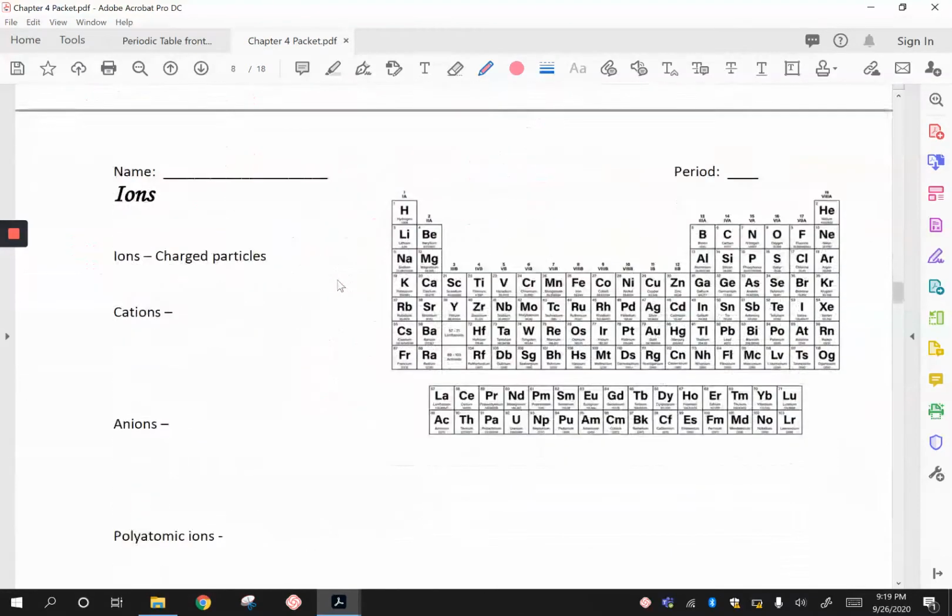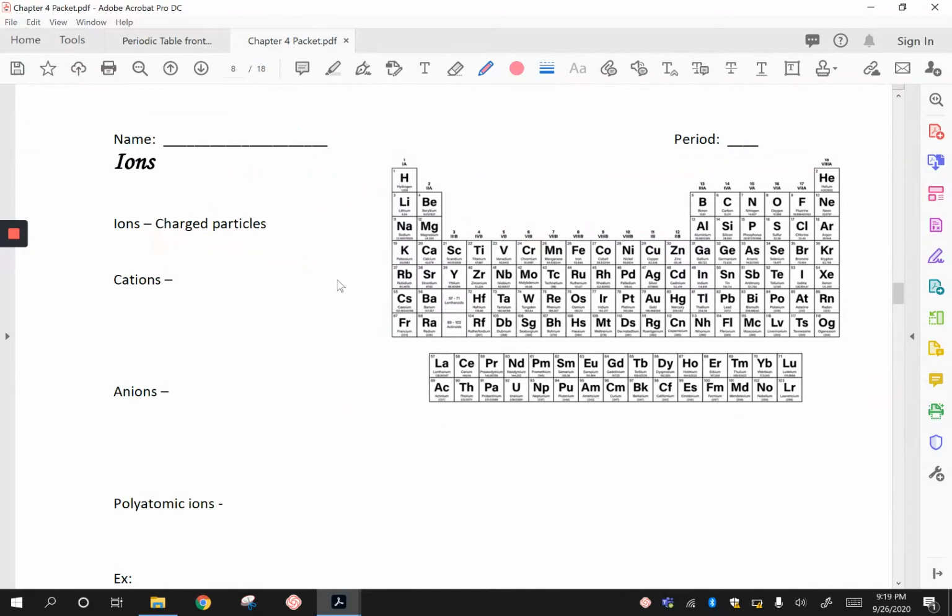Okay, last topic we're going to talk about is ions, and there are 2 types of ions. Ions means charged particles. There are cations and anions. So cations are positive ions. Anions are negative ions.